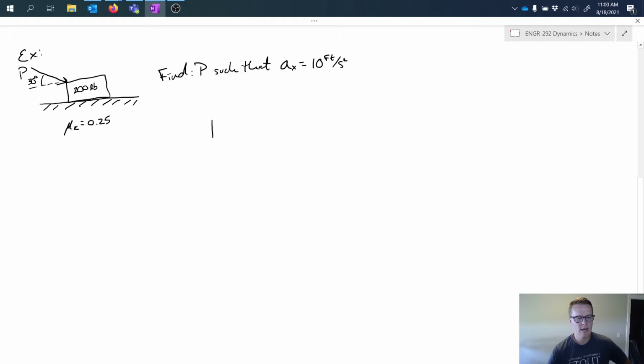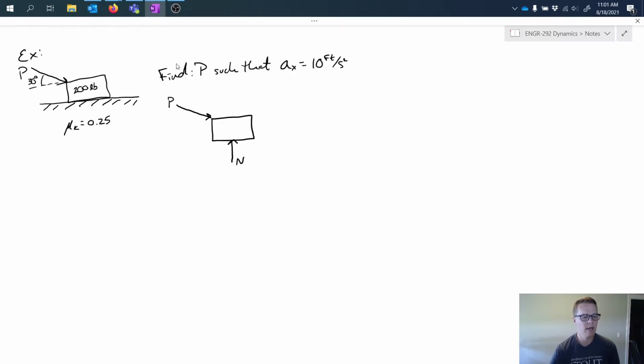So I'm going to go ahead and redraw my box by itself. And because I've separated it from any other interactions, I need to make sure that those interactions are represented. So I've removed the box from the floor, which means I need to replace that interaction of the floor with a normal force acting on the box. I've still got my externally applied load, P.